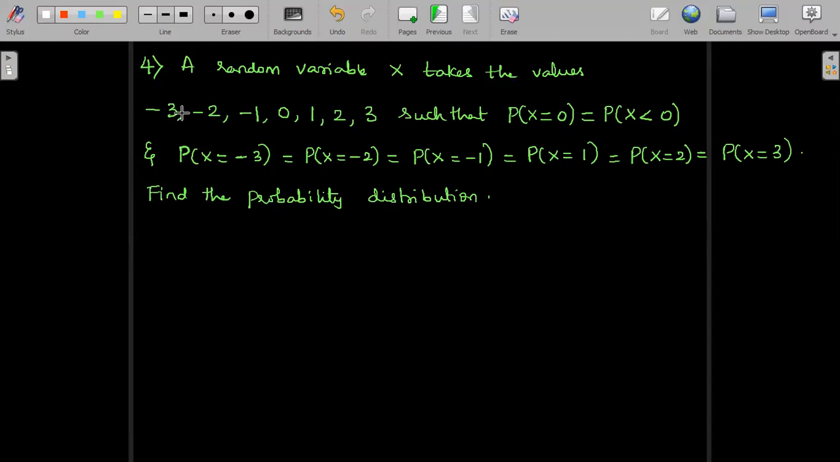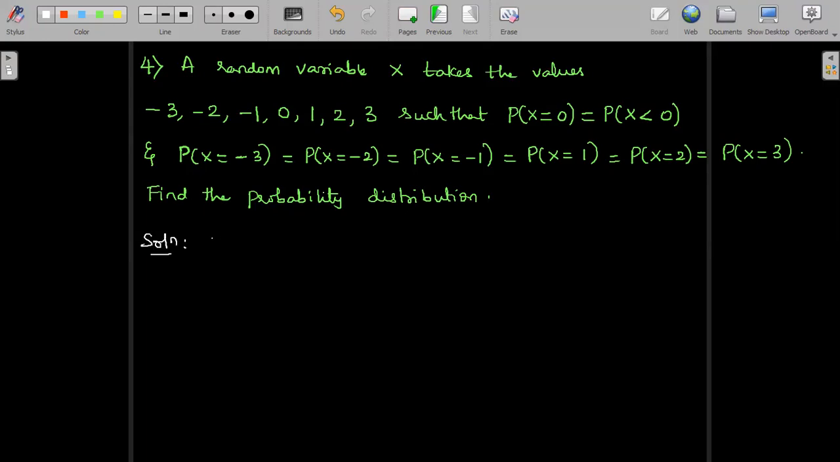For these values of x, let us first assume the probabilities are P1, P2, P3, P4, etc., up to P7. Because there are 7 values of x, let us assume the respective probabilities are P1, P2, P3 to P7. So let's assume it first. Solution.